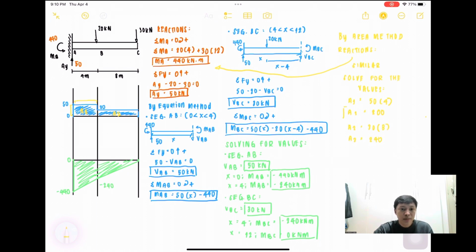From these values, we can plot the moment diagram na. First, plot the negative 440 kN-m moment. After that, combine natin ang nasolve nating value ng area 1, which is positive 200. So, negative 440 plus 200 is equal to negative 240. As you can see, same pa rin ang na-plot nating value using by-equation. Next, i-combine natin ang negative 240 to the area 2, which is positive 240. Negative 240 plus 240 will equate to 0. Ganun lang kadali.